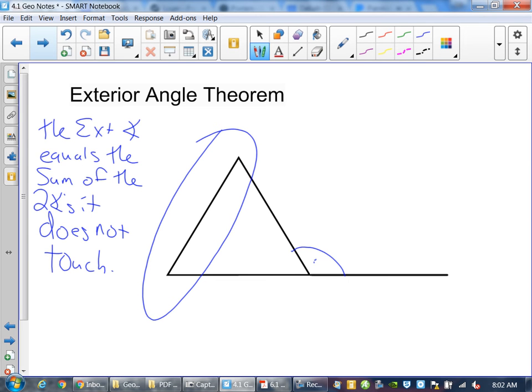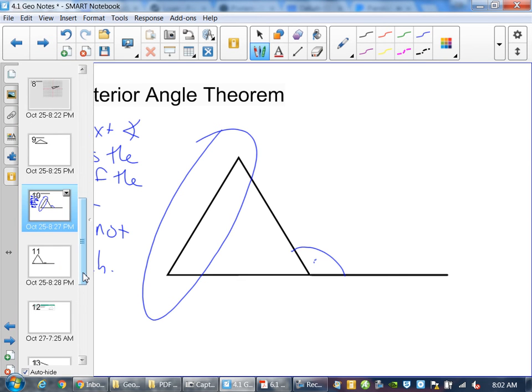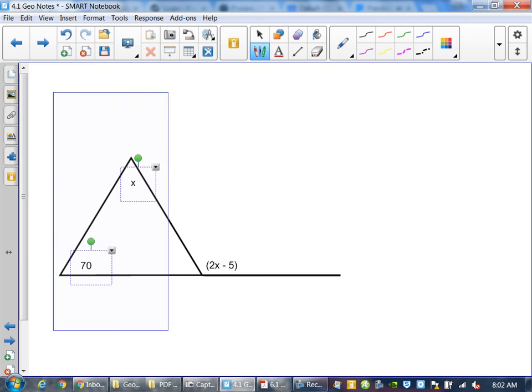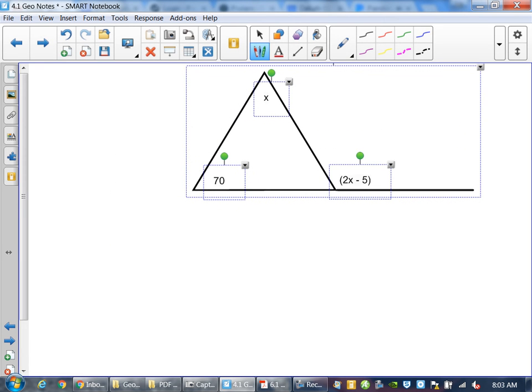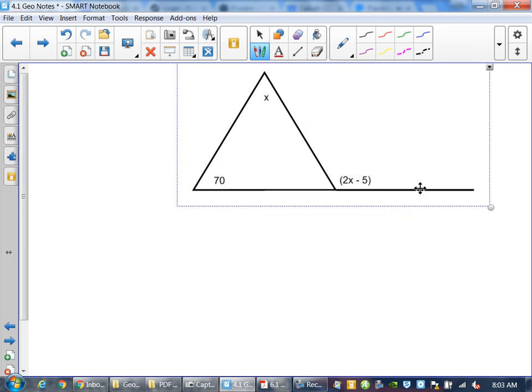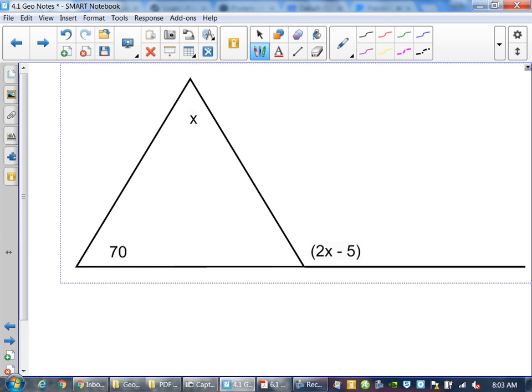So let me show you guys an example of how this works then. Using the same basic diagram. Let me blow this up a bit so you can see it. If I'm going to figure out the value of x, we have to first draw a picture. I know, that's hard. I know you can do it. I have faith in you.